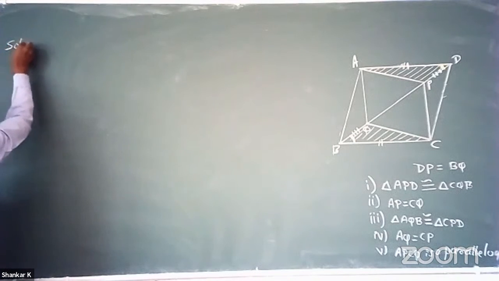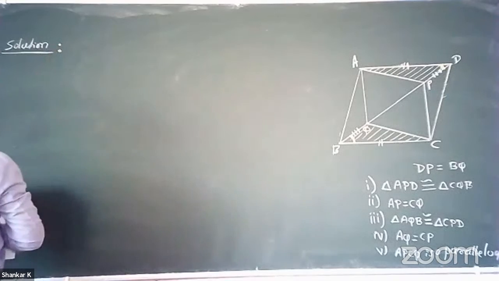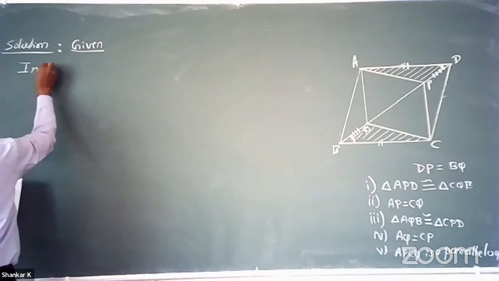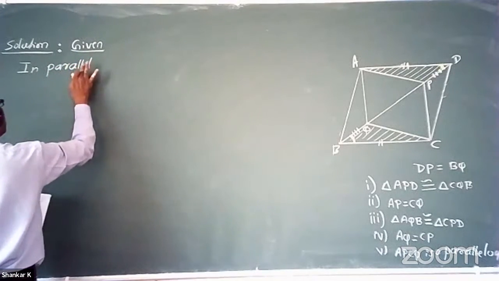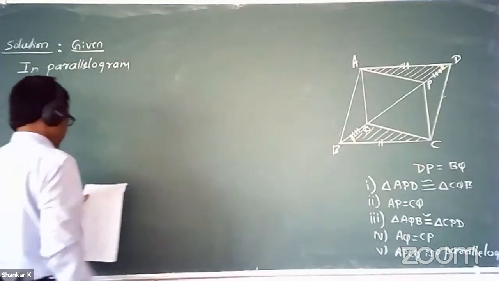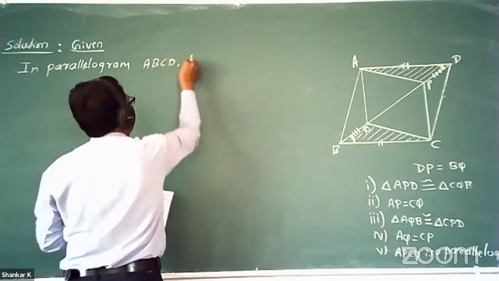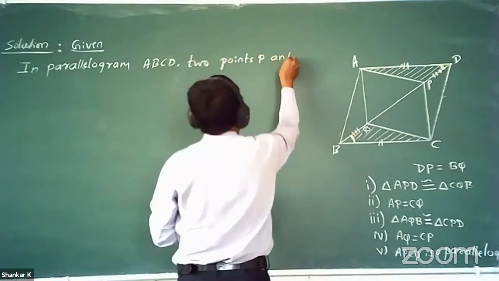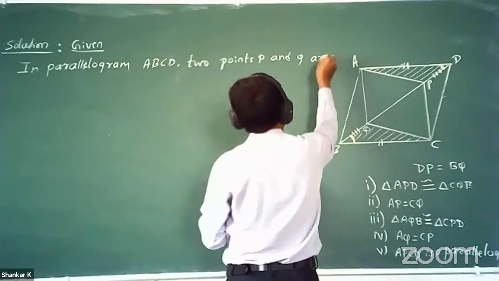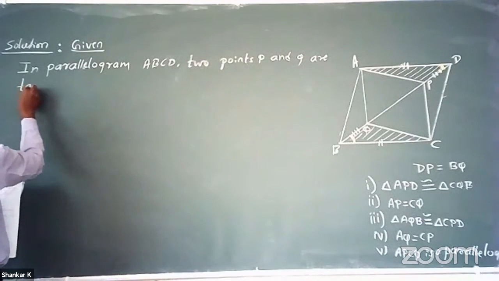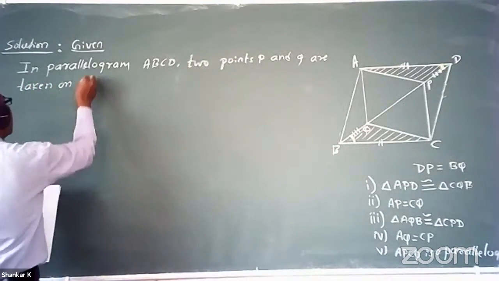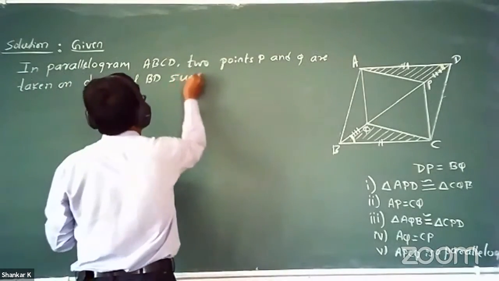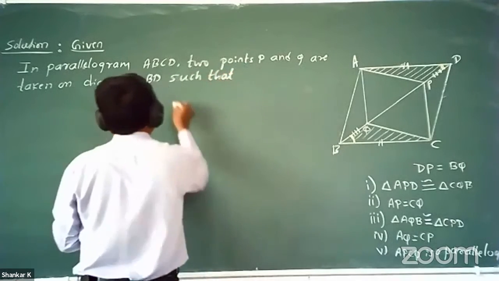Solution. What is given here? Given: in parallelogram ABCD, two points P and Q are taken on diagonal BD, such that DP equal to BQ.